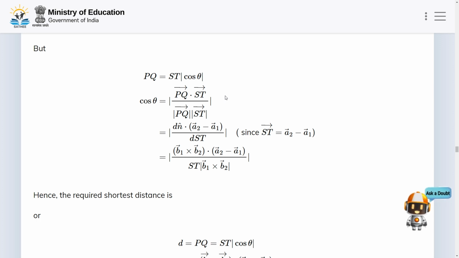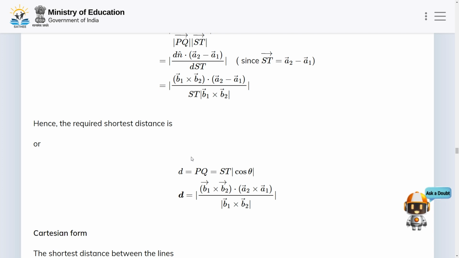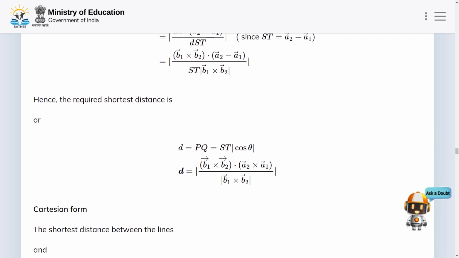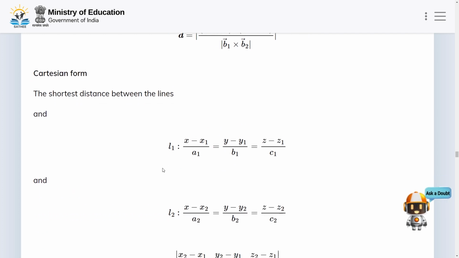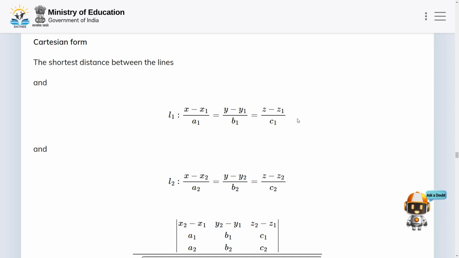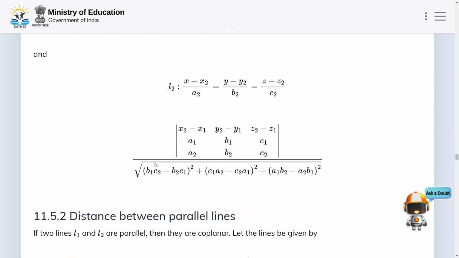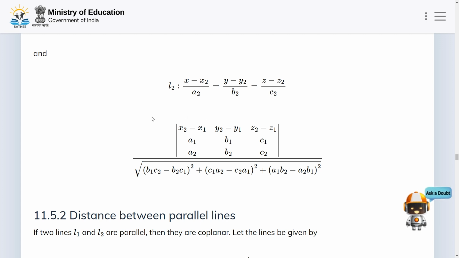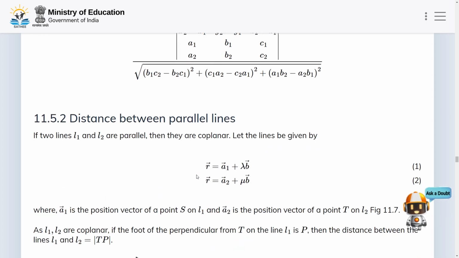Now what? You will have D as PQ equals ST modulus of cos theta. This means D will be the modulus of the cross product of B1 and B2 dot product with A2 minus A1, divided by the magnitude of the cross product of B1 and B2. In Cartesian form, the line L1 is represented in this form and L2 is represented in this way. Now you have your distance like this, evaluating this determinant divided by this root. Clear? We are not going into the derivation yet. Now, distance between parallel lines.